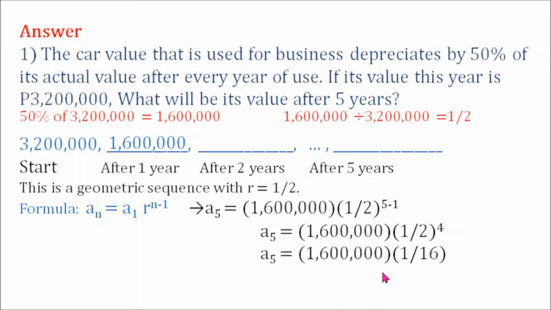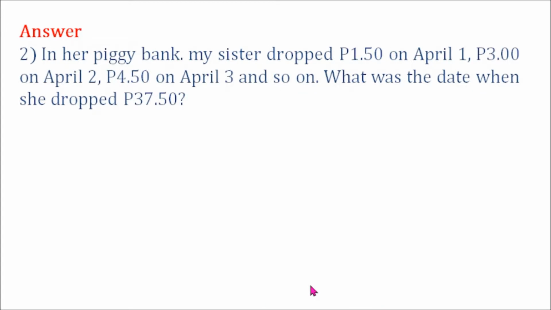And then finally, our answer is 100,000 pesos. So this means the car whose value is 3,200,000 at the start, after 5 years, its value is only 100,000 pesos. Now for problem number 2, this is how we illustrate the problem.